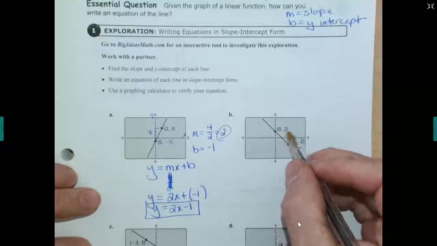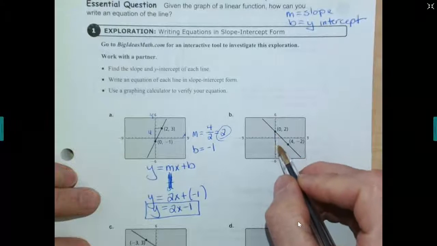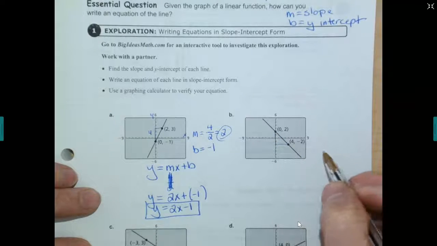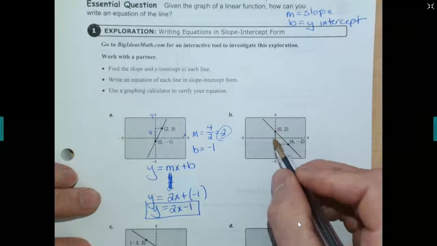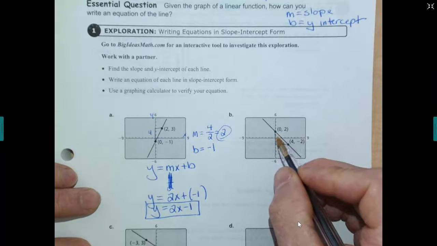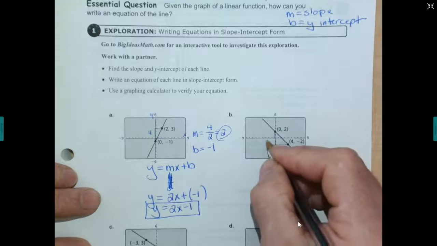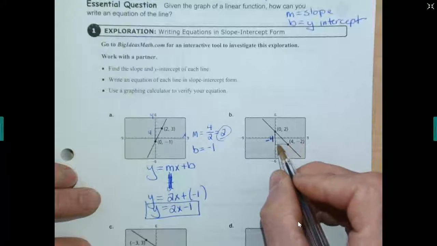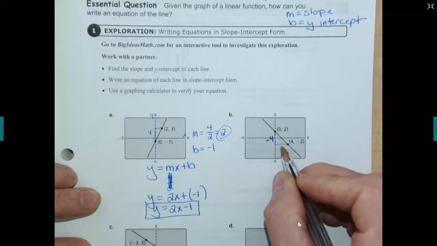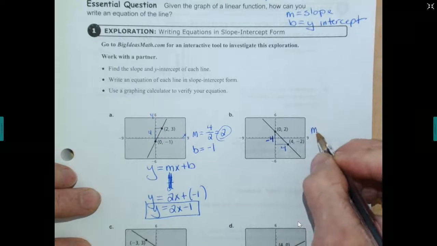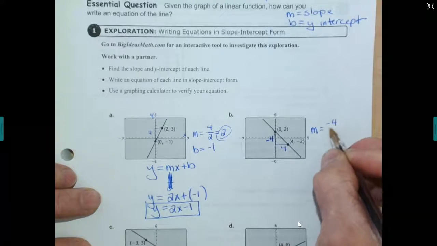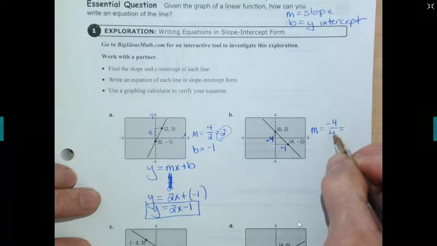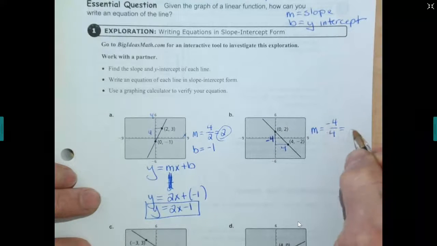So let's check out this one. I'm going to make a little triangle for this one. Now our slope is going down, so it's negative 1, 2, 3, 4. So this is a negative 4, and then this is a positive 1, 2, 3, 4, a positive 4. So our slope is negative 4 over 4. 4 over 4 is 1. A negative and a positive is a negative. So our slope is negative 1.